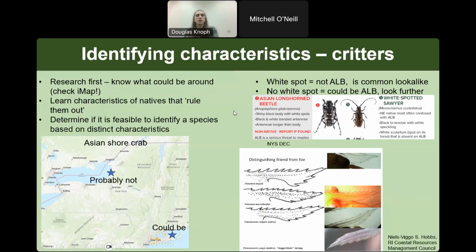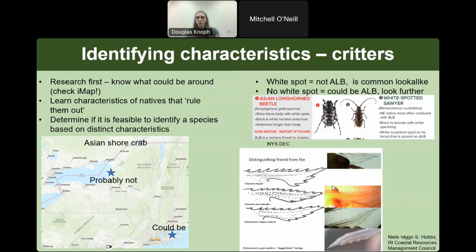And then determining if it's even feasible or possible for you to identify a certain species. So this is an example of a few species of shrimp. The one in the middle here, Macrodactylus, this is an invasive species that we track. It is one that is documented to be down in the lower Hudson estuary area, but we don't have any reports for it in iMap because the way you actually identify it is by looking at it under a microscope to count the ridges it has along its rostrum.